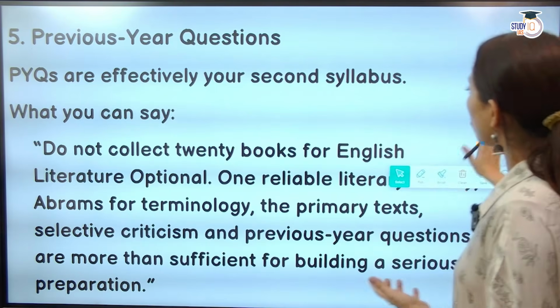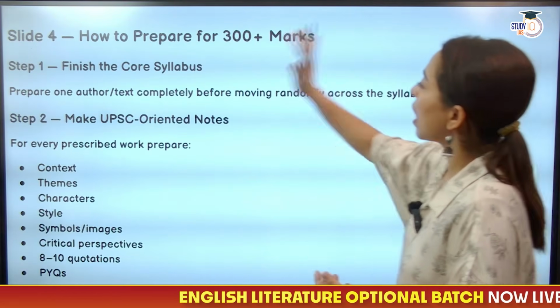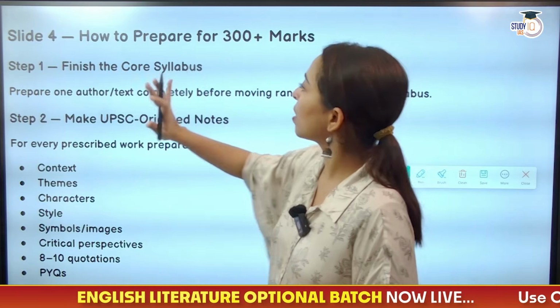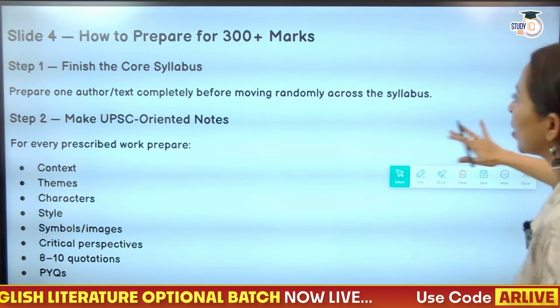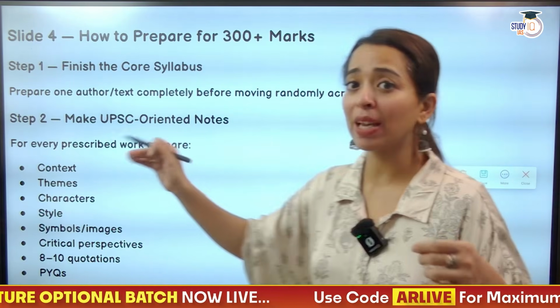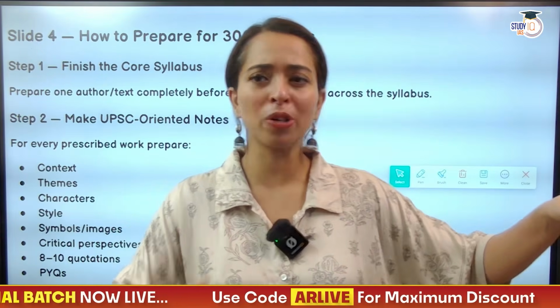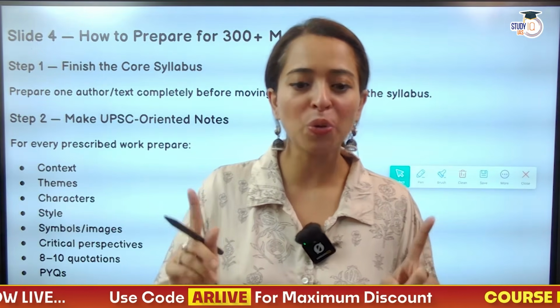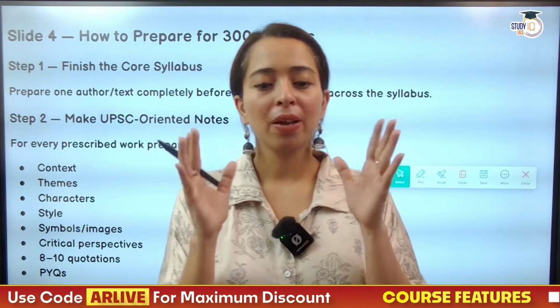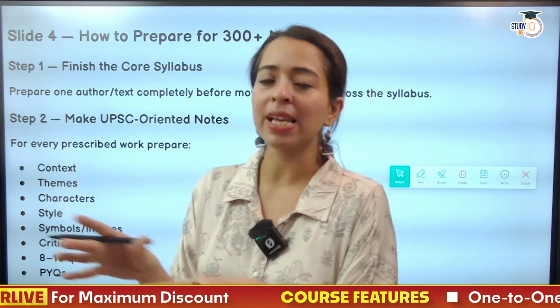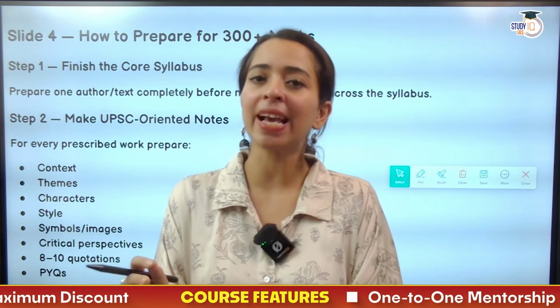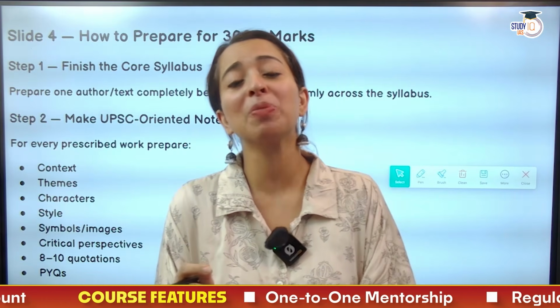So over here this is important guys, how to prepare for 300 marks. Prepare one author text completely before moving randomly across the syllabus. ऐसा नहीं है कि हम लोग ने ये आधा पढ़ लिया, आधा किताब छोड़ दिया, फिर दूसरी बुक पे जा रहे हैं. No, don't do that. Go ahead text wise, and do not just leave any text in the middle, because that's ultimately going to demotivate you.